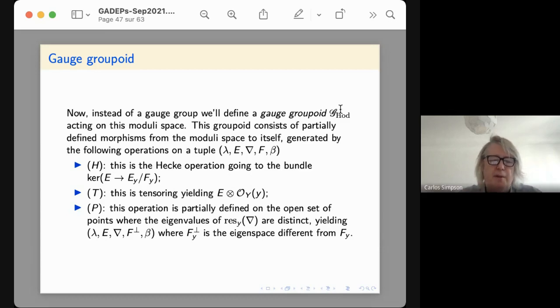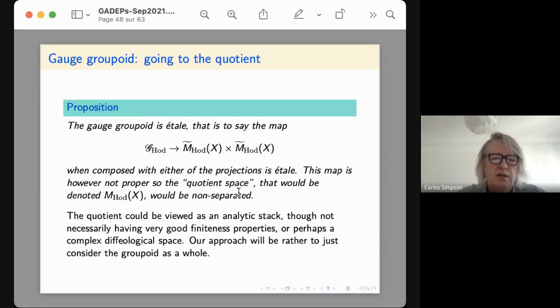The idea is to put those operations together to define a gauge groupoid. And if you do that, then you actually get an étale groupoid. It's just that the map is not proper. So if we were to define some kind of quotient space, it's not going to be a separated quotient space. If we tried to define an analytic stack or something like that, you would get a non-separated analytic stack.